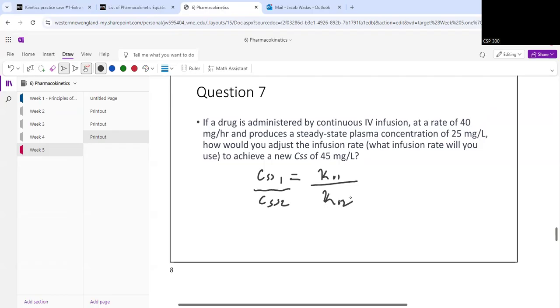So we do the cross multiplication. So CSS1 is 40, 25. And this is from our calculations class, remember? What did you guys get?